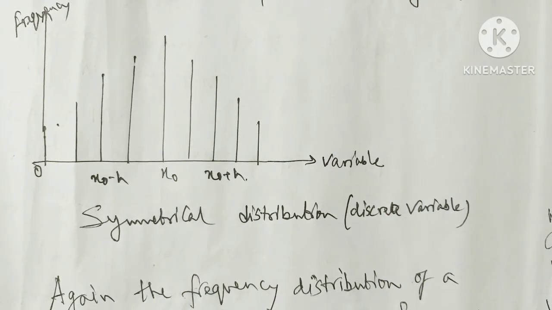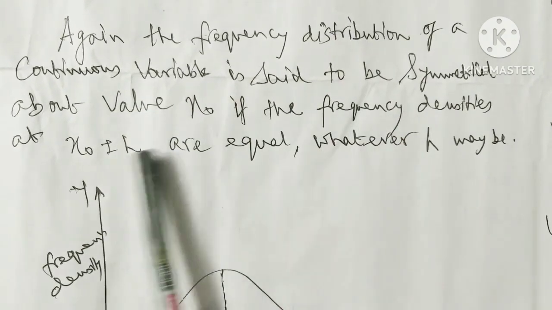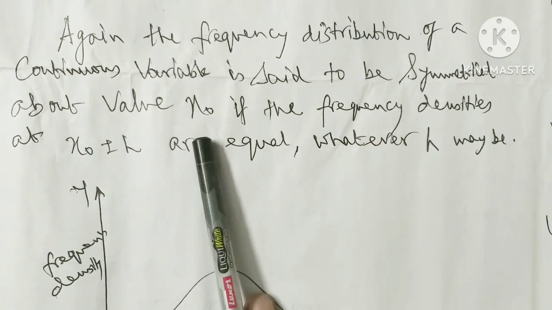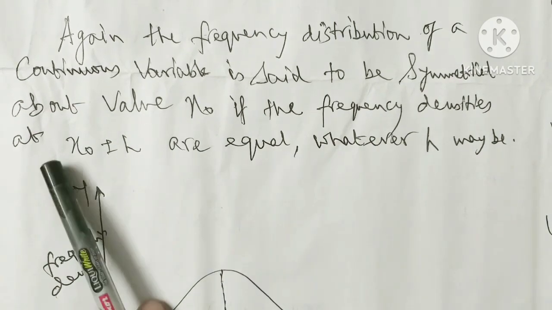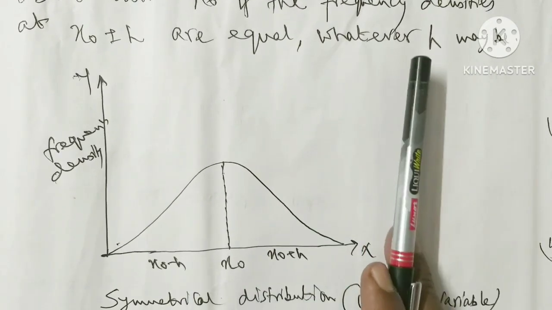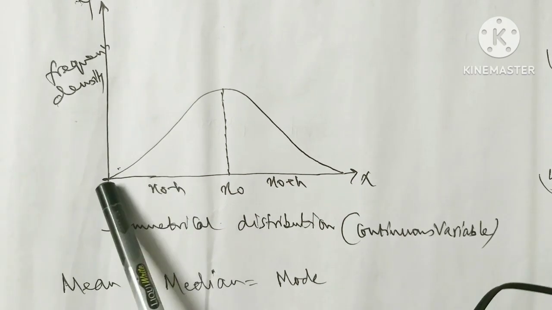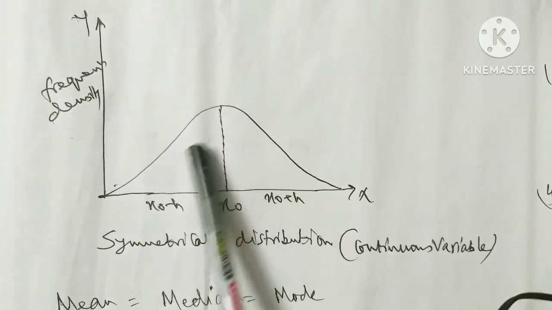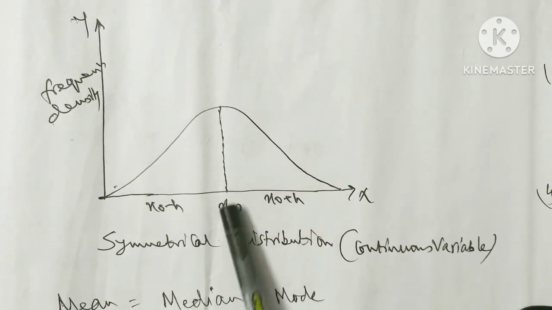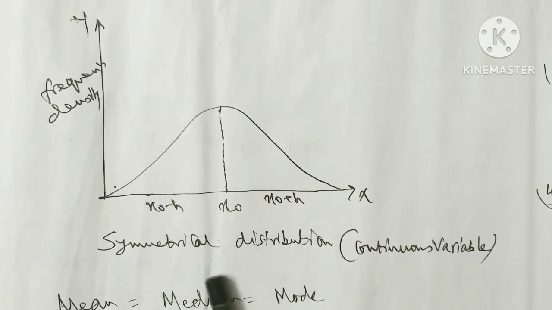Again, the frequency distribution of a continuous variable is said to be symmetric about a value x0 if the frequency densities at x0 plus minus h are equal, whatever h may be. Now, by the following figure, we see that this is a reverse U-shaped, bell-shaped curve, and this is the highest point at x0, the left part is x0 minus h and the right part x0 plus h. This is a symmetrical distribution for a continuous variable.